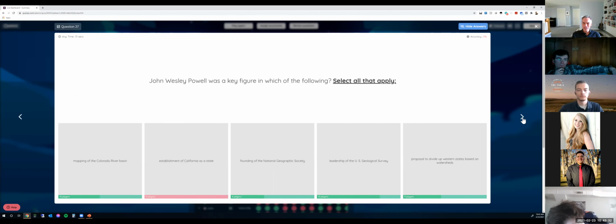John Wesley Powell was a key figure in which of the following? Select all that apply. In this case, the correct answers were mapping of the Colorado River Basin, founding of the National Geographic Society, leadership of the U.S. Geological Survey, and proposal to divide up Western states based on watersheds. Establishment of California as a state was not one of the things he was known for, but he was known for lots of things. So in general, when it comes to John Wesley Powell, more of the answers are going to be right than not.